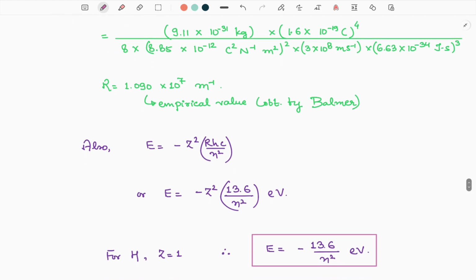So the energy expression, which I told you earlier, in simple form you will get E as minus Z square Rhc, and if we put R as 1.090 into 10 to the power 7, h Planck's constant value, c speed of light, you will finally get E is equal to minus Z square into 13.6 upon n square electron volt. 1 electron volt is equal to 1.6 into 10 to the power minus 19 joule. And for hydrogen-like atom Z becomes 1, so this energy expression becomes minus 13.6 upon n square.